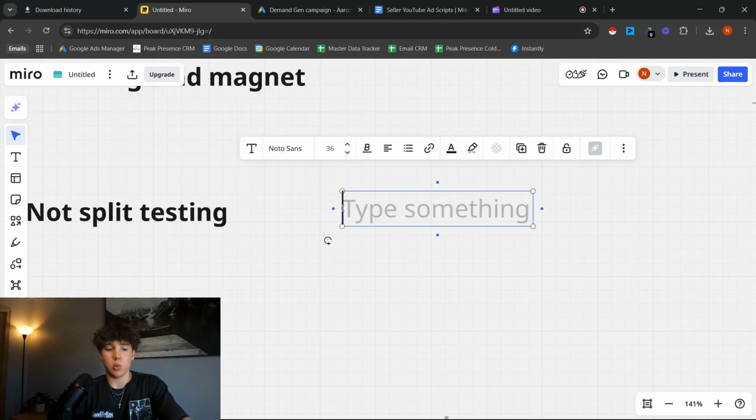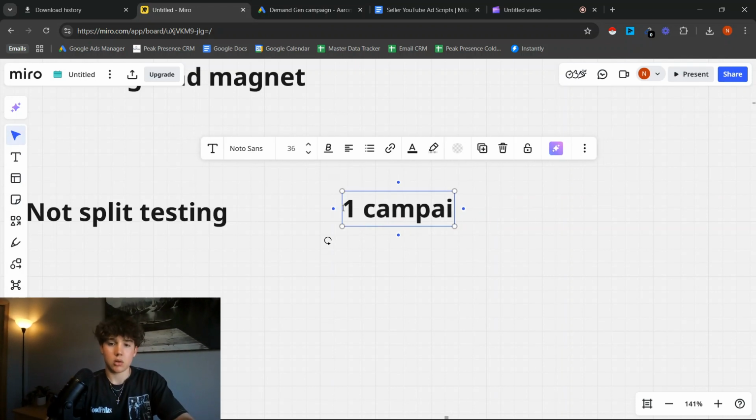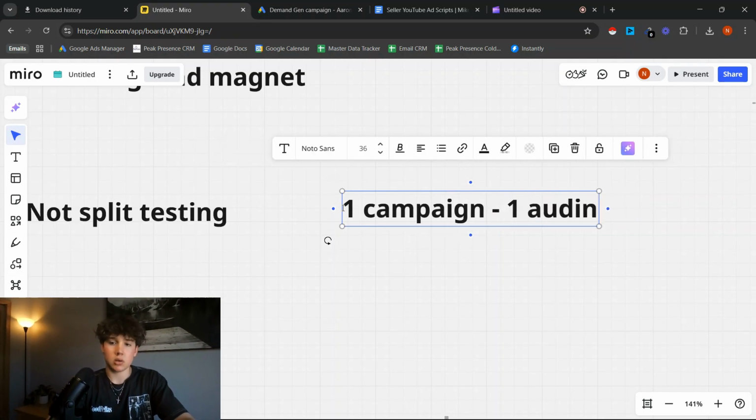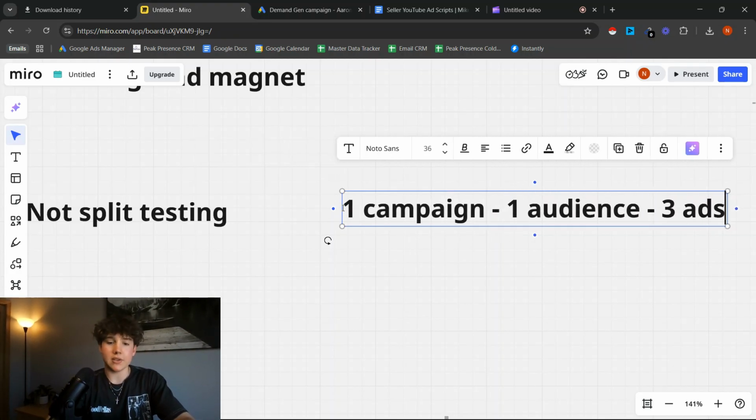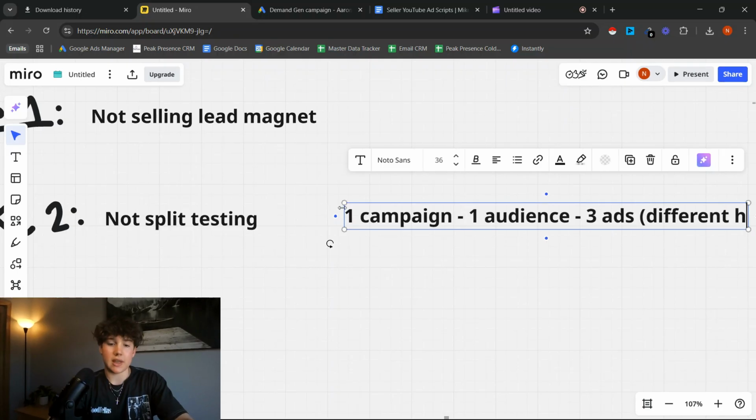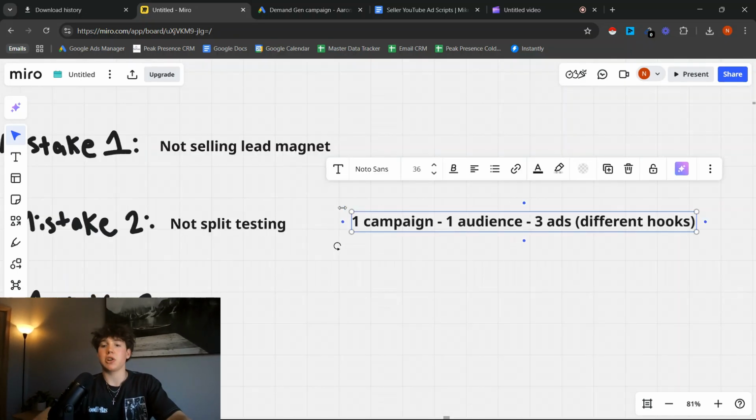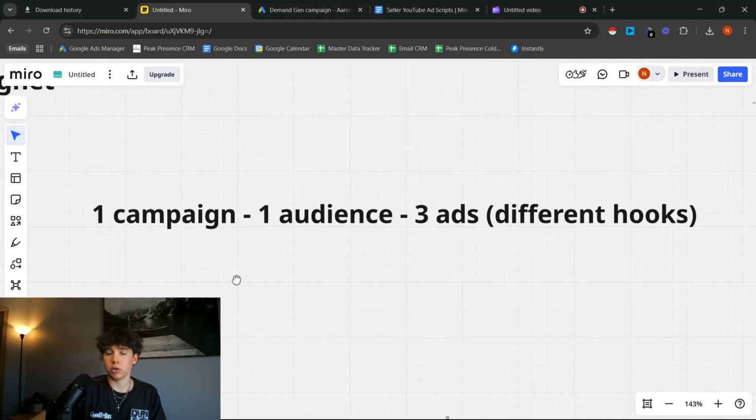It starts with one campaign, one audience, and 3 ads with different hooks. And that's a split test right there. You're keeping everything the exact same, because if you change more than one variable, you're not going to have enough evidence to know if it's this variable or this one that you changed. So you always want to change only one thing.